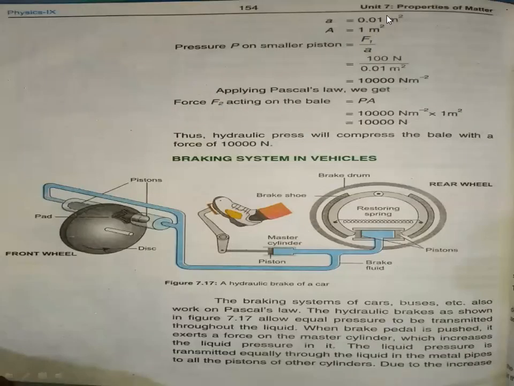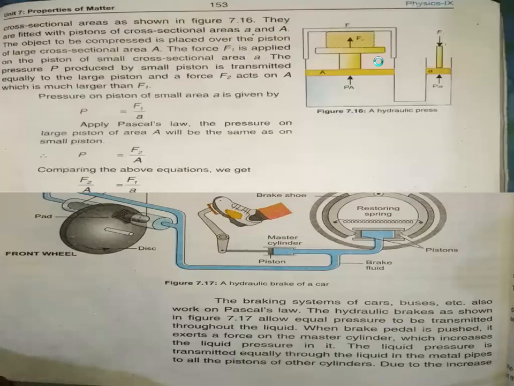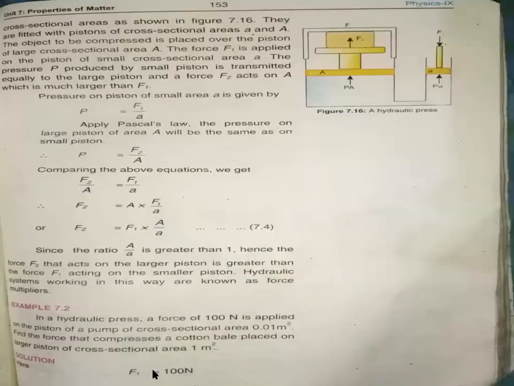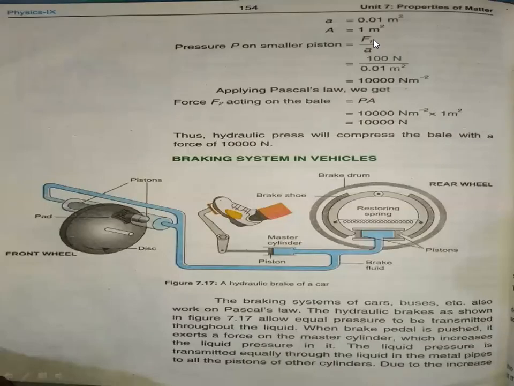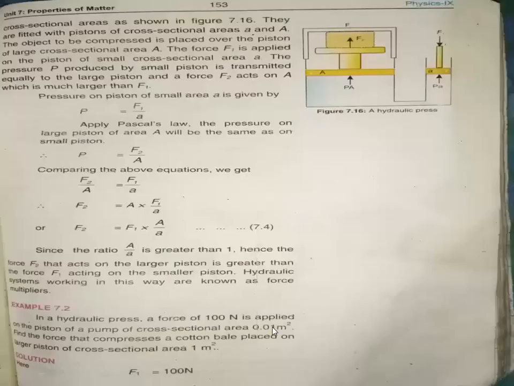So I can calculate the pressure on the smaller piston, which is F1 over small a. F1 is given to me, 100 Newton, as I told you earlier on. Now, small a is 0.01 meter square. This is also given to me. You can see in the example, 0.01 meter square is the small area, and 1 meter square is the capital area.